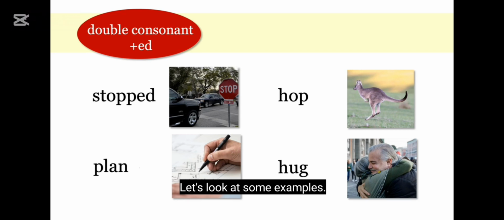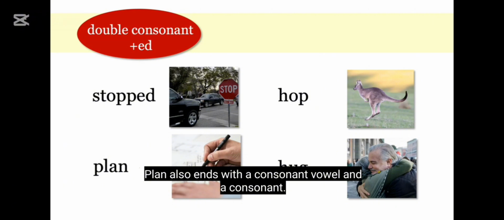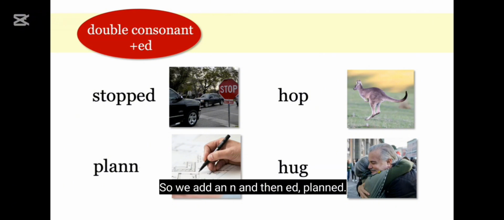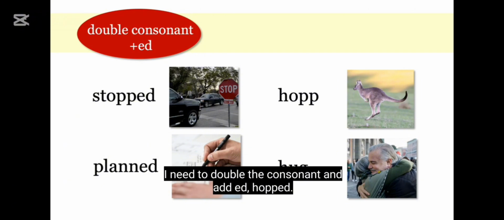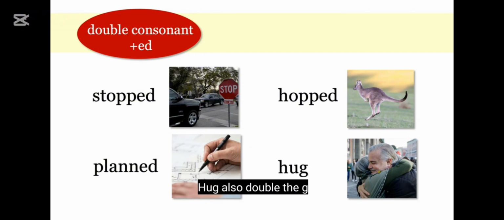Let's look at some examples. So we already did stopped, and now look at plan. Plan also ends with a consonant, a vowel, and a consonant. So we add an n and then ed, planned. Hop is the same thing. I need to double the consonant and add ed, hopped. Hug also. Double the g, add ed, hugged.